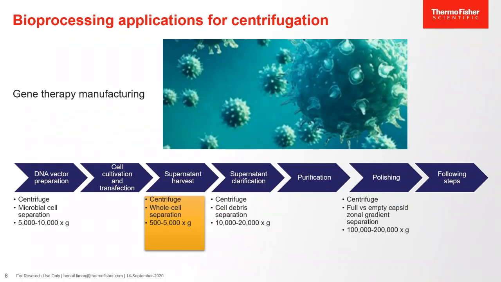In the case of gene therapy manufacturing, the centrifuges are used in different steps of the process. It can be used for the preparation of the DNA vector, requiring the separation of the microbial cell from the culture media. This is usually a G-force between 5,000 and 10,000. And then once the cells are transfected, usually the centrifuge is used to separate the cell from the supernatant. And in most cases, the supernatant is the harvest containing the product of interest.